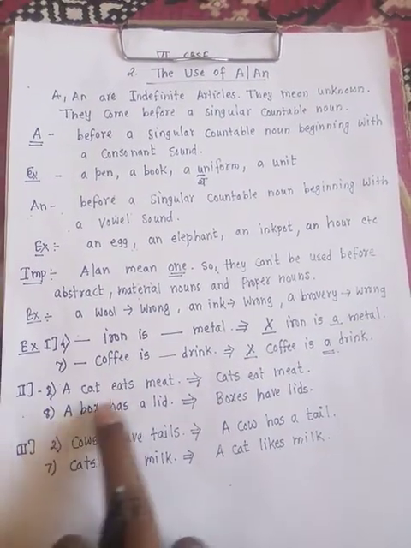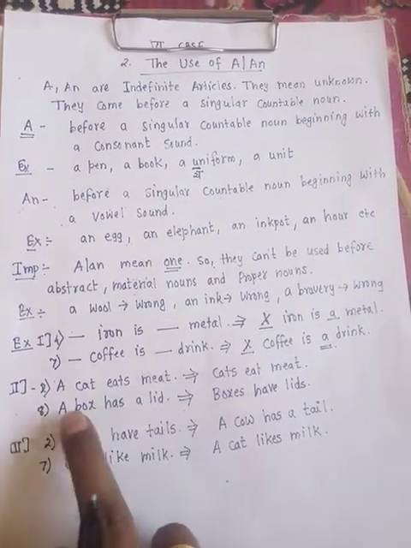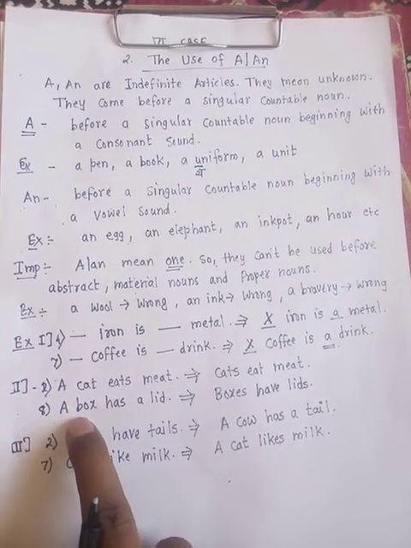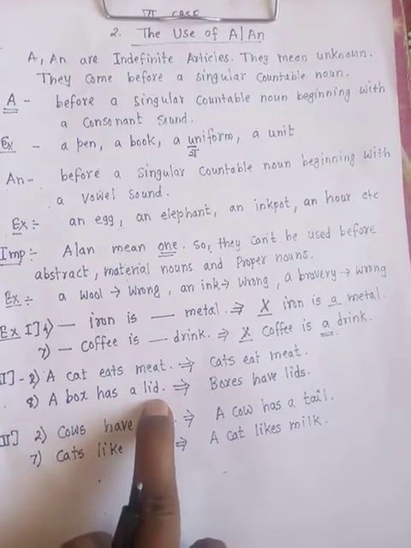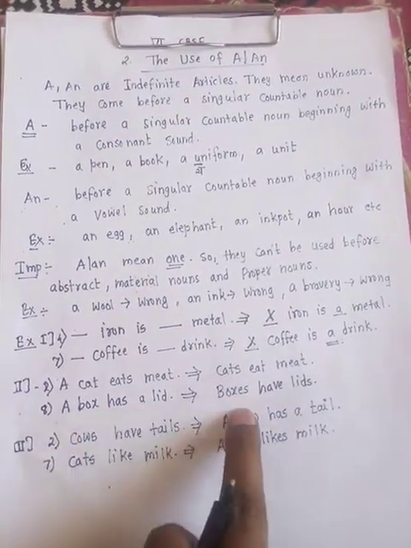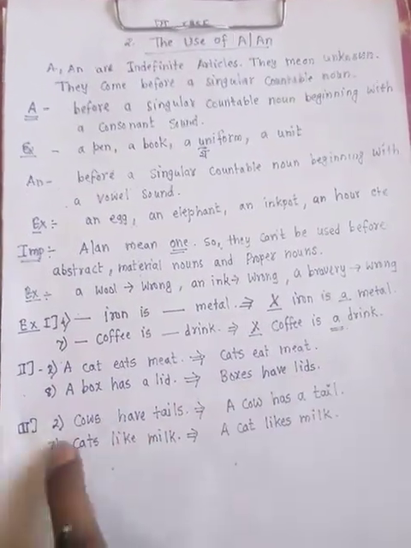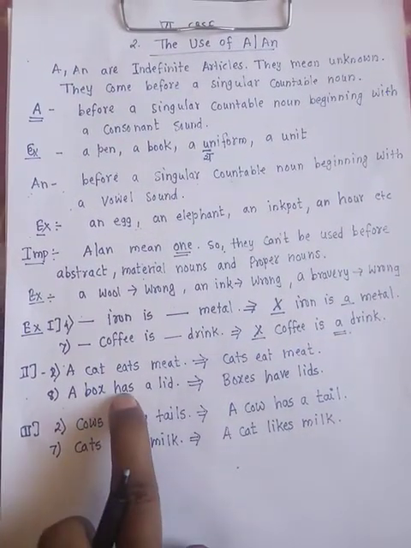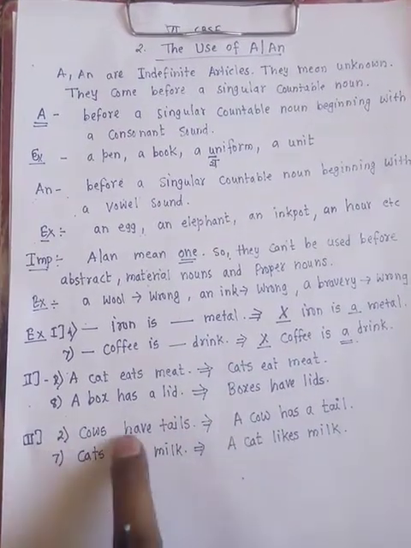Second example, a box has a lid. Here both the nouns are countable. We can count both of them. Box, we can say one box, two boxes, three boxes. Lid, even countable. We can say one lid, two lids, three lids. So both are singular, so both can be converted into plural. So boxes have lids. And in the third example, see here, has is used for singular, so for plural noun it should be have. Cows have tails.